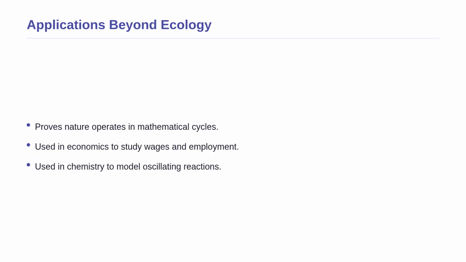Now that we have seen the math in action, it is worth noting why this model is so famous. It was one of the first mathematical tools to prove that nature operates in cycles rather than just settling into a static state. But its power goes far beyond animals in a forest. Economists use these exact same equations to study how high wages act like predators, consuming available jobs. Chemists use them to model oscillating chemical reactions. It is a universal framework for dependent, cyclic behavior.